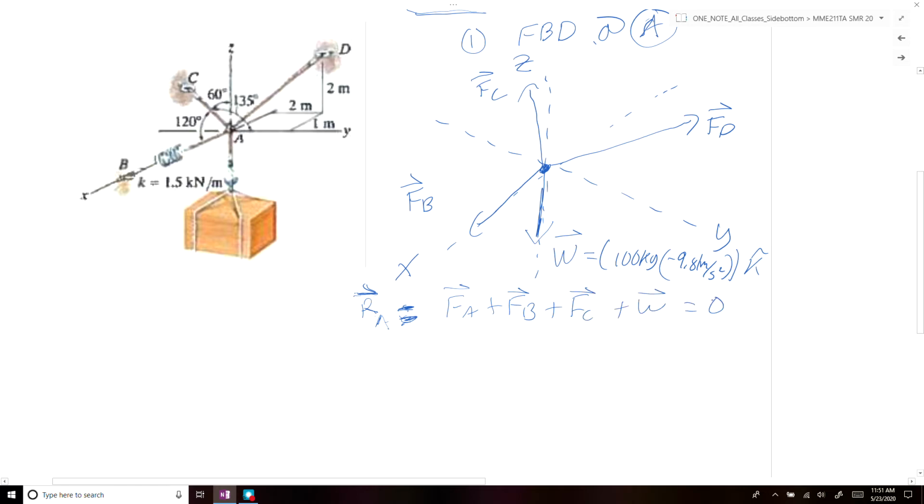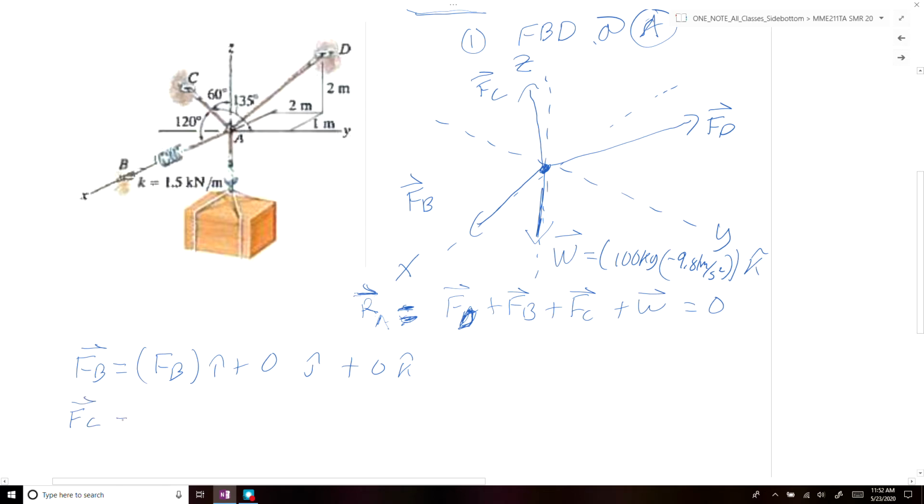So we're going to just define FA, FB, FC, and W in their Cartesian form. So we'll start off with, sorry, it should be FD, not FA here. All right, so we'll start off with FB because it's the easiest. So FB goes along just the positive x-axis, so it'll just be equal to FB i plus 0 j plus 0 k.